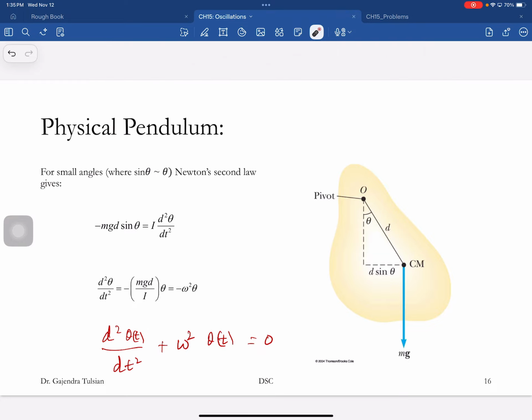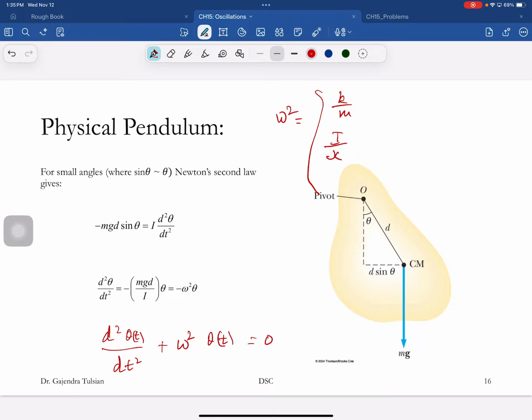So what was happening? Just the meaning of this omega squared was changing for all those different systems. For the mass attached to the spring, this was k over m. For the simple pendulum, this was g over L. For the torsional pendulum, this was kappa over I. So omega squared was different for different systems. It was k over m for your mass attached to the spring, kappa over I for the torsional pendulum, g over L for the simple pendulum, and for the physical pendulum, it's mgd over I.